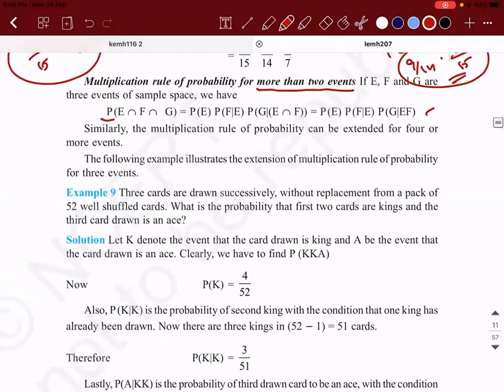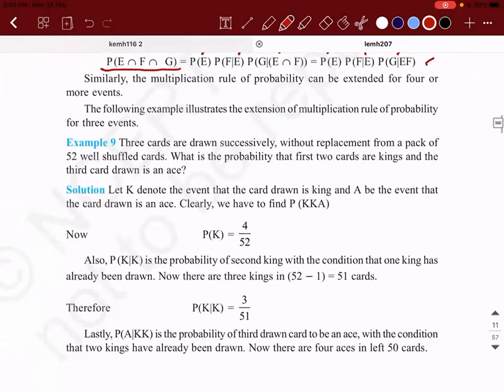So that is, probability of E intersection F intersection G is equal to probability of E into probability of F given E into probability of G given E intersection F, or this is also equal to probability of E into probability of F given E into probability of G given EF, or E intersection F and EF are the same. Okay, let's see an example for this.